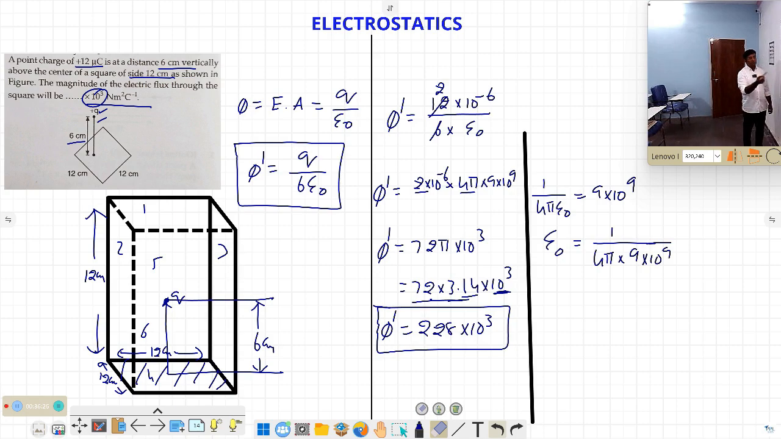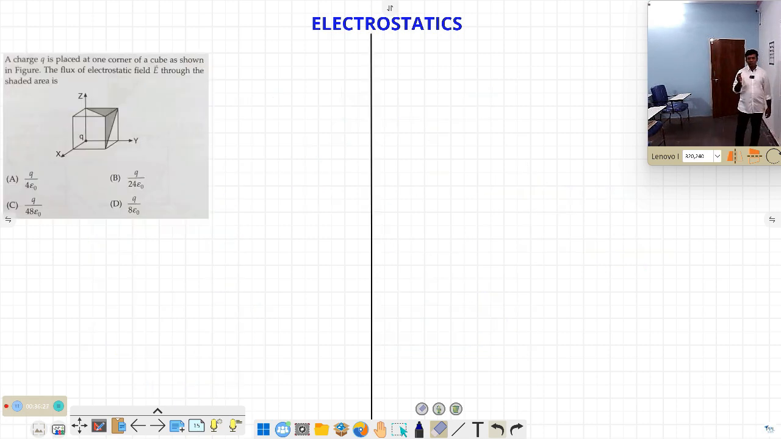So this is one of the important questions to note. This question was also given in previous competitive and mains examinations. What is the question based on? It is based on the flux concept. A charge Q is placed at one corner of the cube. So look at the diagram. This is the charge we kept in the cube.